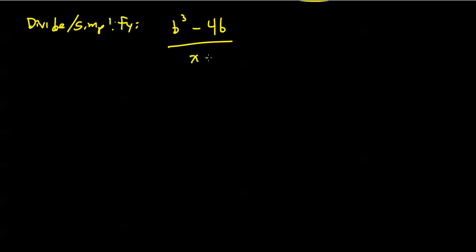Try another one. Divide and simplify b cubed minus 4b over x minus 1, and that indeed is an x, it's not a mistake, divided by b minus 2.